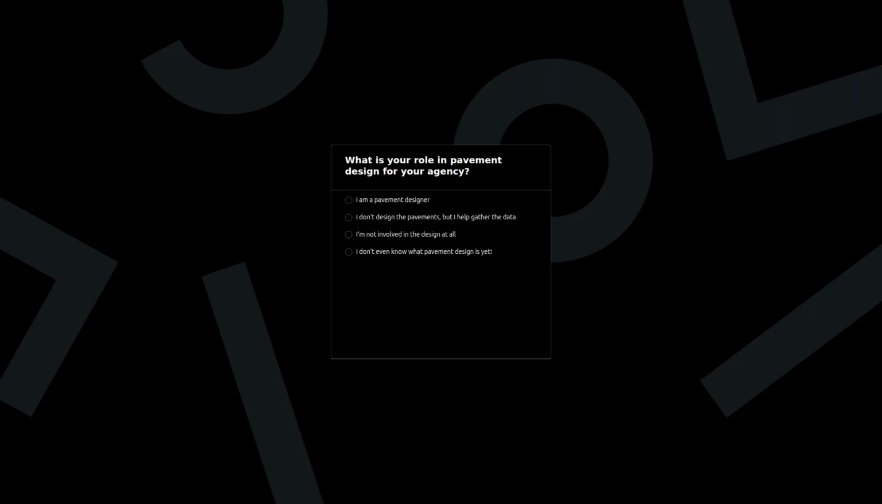All right, looks like most of those votes have come in. Quite a few of you, almost half of you, are actually pavement designers, so that is wonderful. We have 35% that don't actually design the pavements but do help gather the data, and then we do have a few that aren't involved in it so much, but it's a good thing to know when you're part of a public agency, local agency, that type of thing. It's good information to have. I'm going to end that poll, get you back to the presentation.